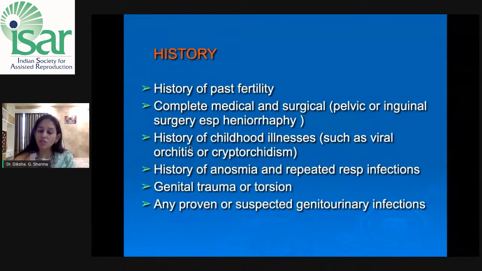The history must cover past fertility, a complete medical and surgical history, especially if there's any history of pelvic or inguinal surgery like herniorrhaphy. Like I already said, this is important because there can be injury of the vas or epididymis during such surgeries. Any history of childhood illnesses like viral orchitis, mumps, post-pubertal or cryptorchidism which has been uncorrected. History of anosmia and repeated respiratory infections should be taken. History of any genital trauma, torsion, any proven or suspected genitourinary infections.